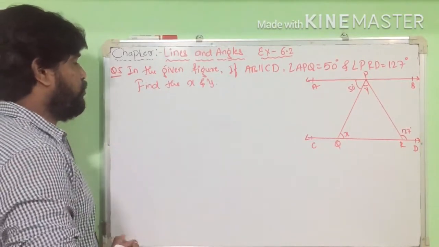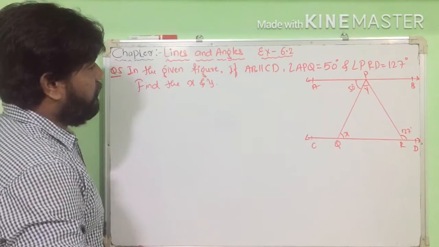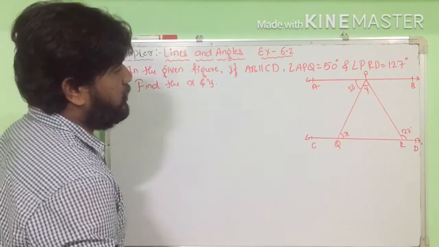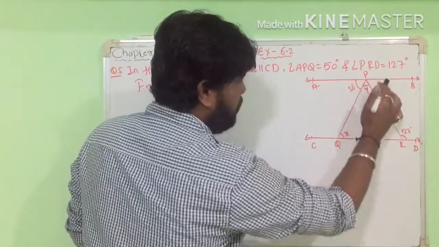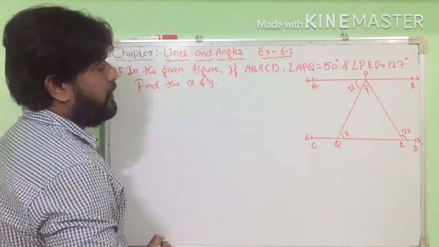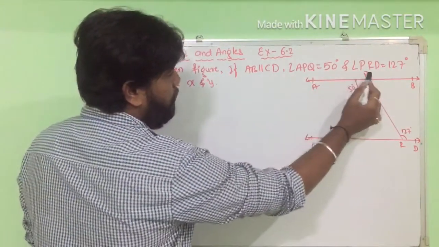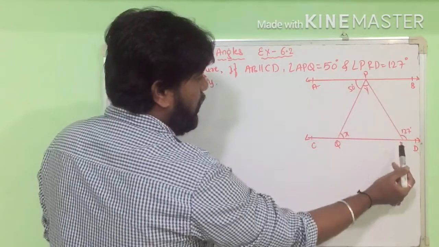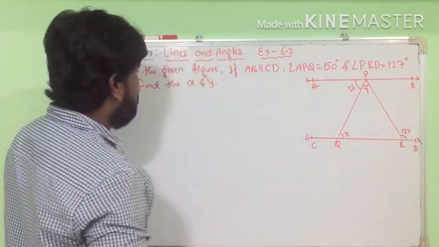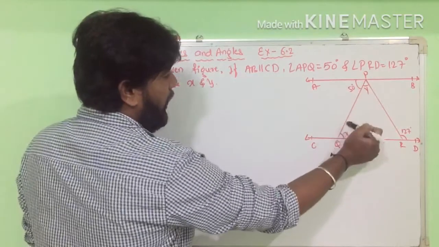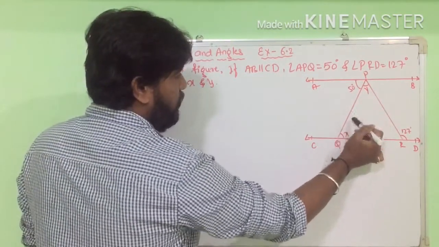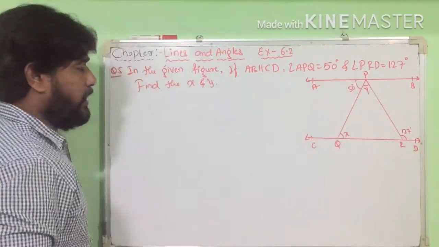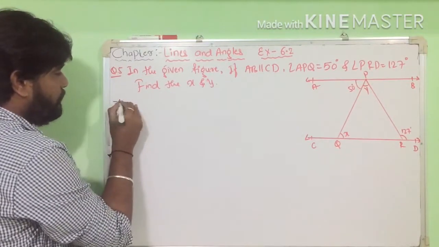Well students, the next question. The fifth question is, in the given figure, if AB is parallel to CD, these two lines are parallel, right? The angle APQ is 50 degrees, and angle PRD is 127 degrees. Then find X and Y. So we want to find these two angles, X and Y, right? So let me solve here.